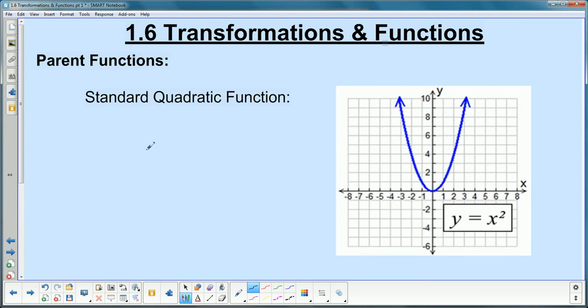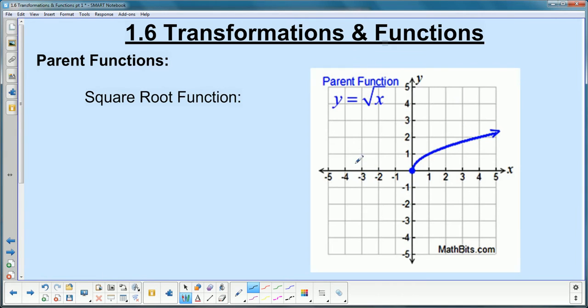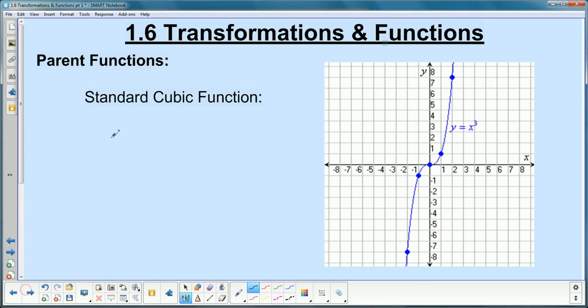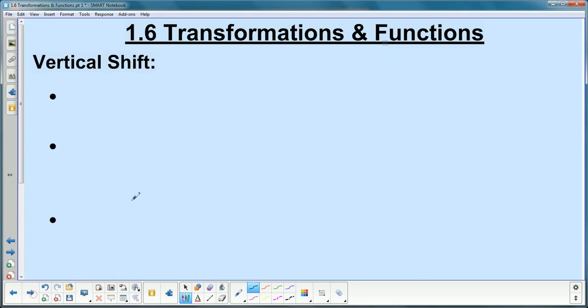Let's see, then we have our standard quadratic, so we have y equals x squared, and that's just going to give us a parabola with a vertex at the origin. We have a square root function, which is half of a parabola but turned on its side. The square root, we want just the plus, not the minus, otherwise it wouldn't be a function because we failed the vertical line test. Standard cubic then is going to have just a little curve to it, and our reflection point is at the origin again.